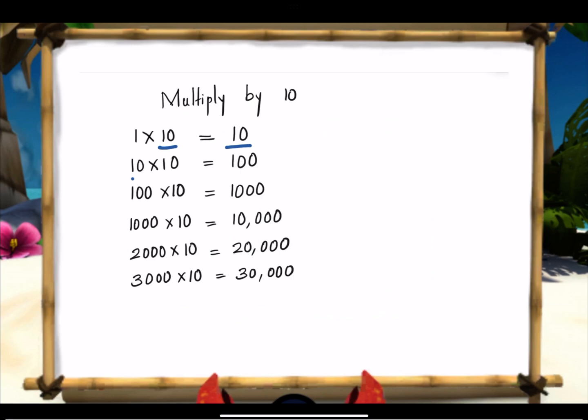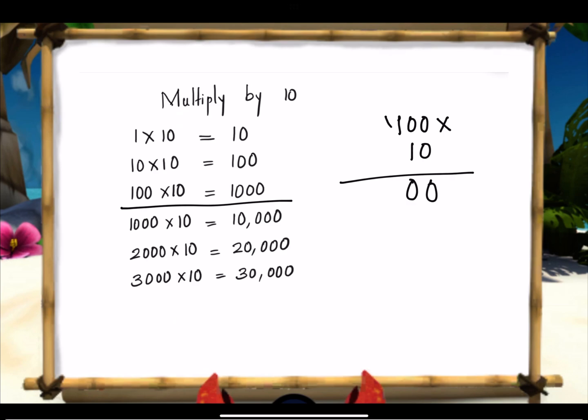So 100 we got from 10 times 10. So 10 times 10 is 100. Now let us multiply 100 times 10 and find out whether we are getting 1000. So 0 times 0 is 0. 0 times 0 is 0. And then 1 times 0 is 0. And then we are doing this number 1 and 0. So 1 times 0 is 0.